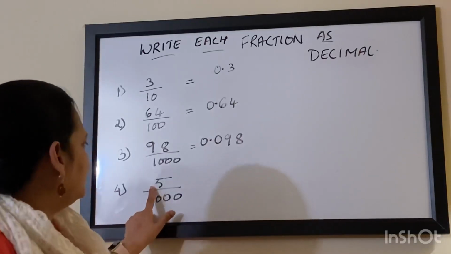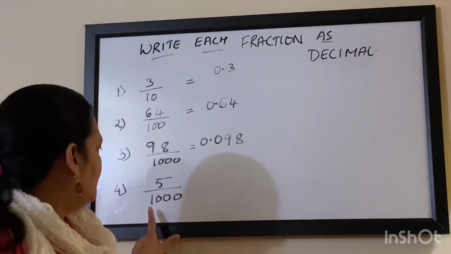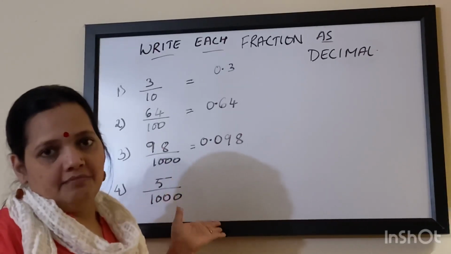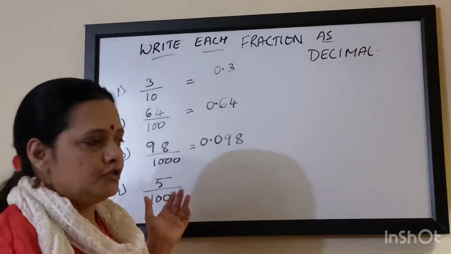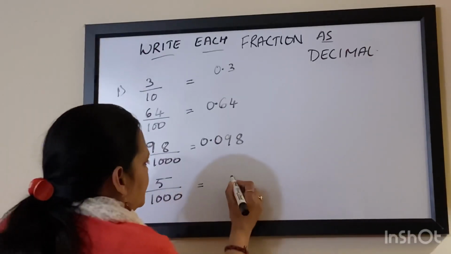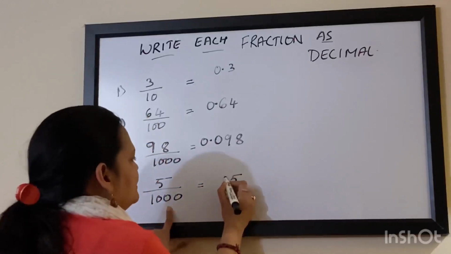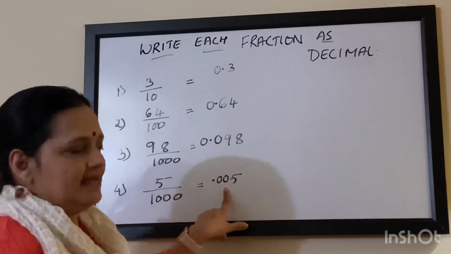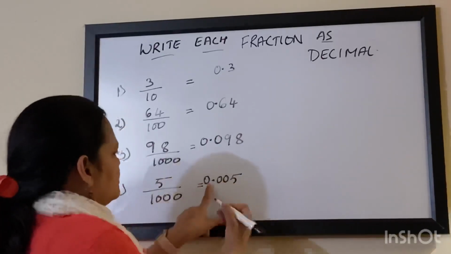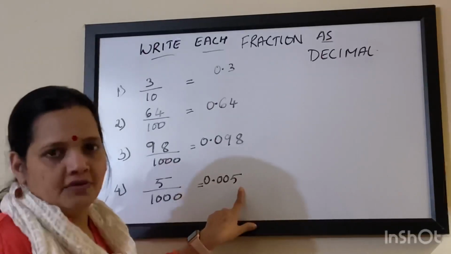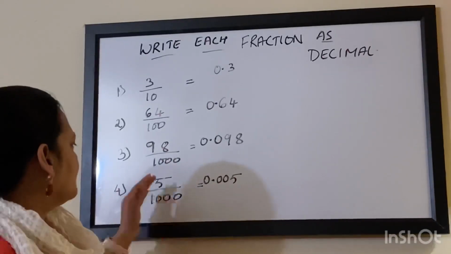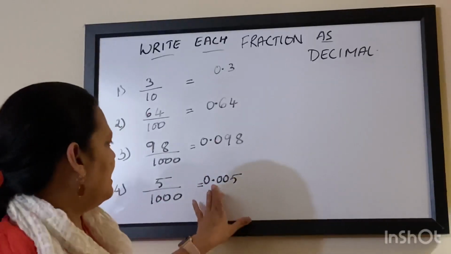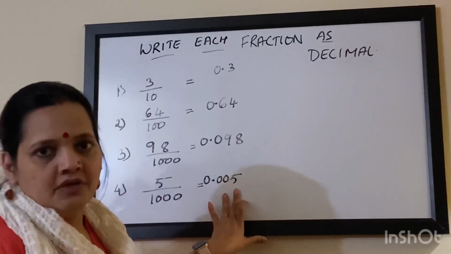Okay, now here we can see there is just 1 digit in the numerator and 3 zeros, that means it should be a 3 decimal number, right? It should have. So what we are going to do here is we will just write 5, and to balance it we will put 2 zeros and then a decimal. So now this has become 3 decimal places, and we can also add a 0 here in the beginning, so it will be 0.005. Okay, so I hope this is clear to you, that 5 upon 1000, because it is 3 zeros, 3 decimal places, so we have to write it as 0.005. I hope this is clear to you.